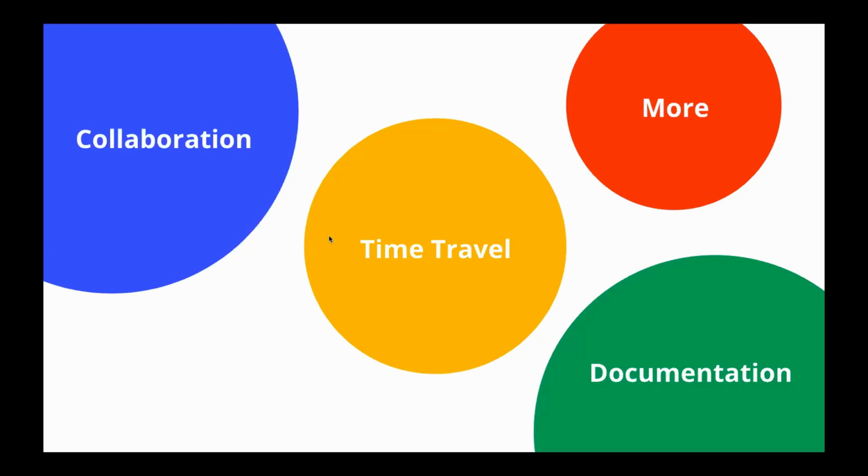And there's also time travel. It's not actual time traveling, but you can go back and look at the changes that you made before. So let's say you made a mistake, you can actually go back to before you made that mistake. And that makes it really easy to code. And also there's documentation. So it's really easy to document your code as you're going. So Git and GitHub is a really great tool for that. And there's lots more tools that you'll probably learn when you start using it.